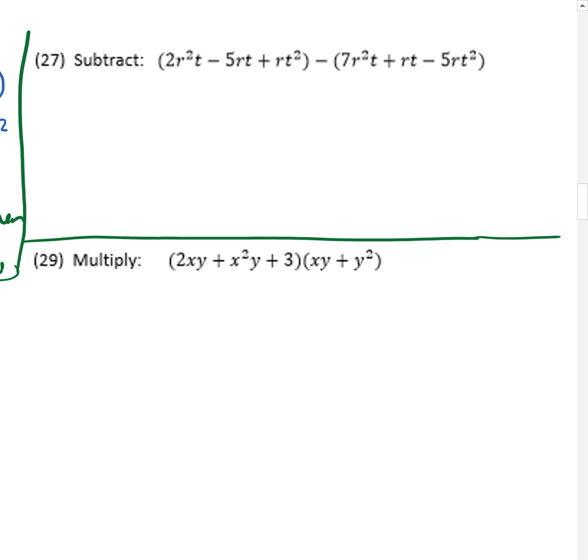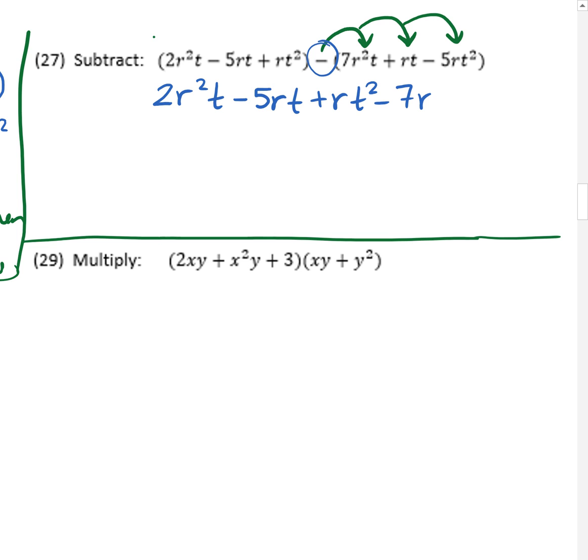All right, next one we have subtraction, so I better be careful. When I remove parentheses, I better distribute this minus sign onto every term in the second parentheses. But the first parentheses aren't really there for any reason. I'm just going to get rid of them. 2r squared t minus 5rt plus rt squared. Okay, this, if I distribute the minus, it'll be a minus 7r squared t, a minus rt, but then that subtraction sign and this subtraction sign would make the 5rt squared positive.